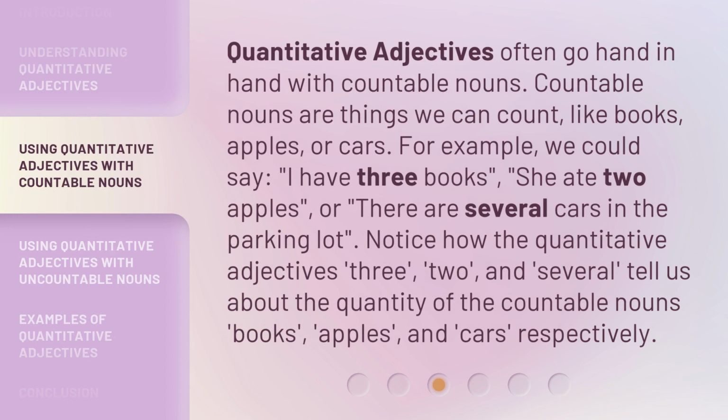Quantitative adjectives often go hand in hand with countable nouns. Countable nouns are things we can count, like books, apples, or cars. For example, we could say, I have 3 books, she ate 2 apples, or there are several cars in the parking lot. Notice how the quantitative adjectives 3, 2, and several tell us about the quantity of the countable nouns books, apples, and cars, respectively.